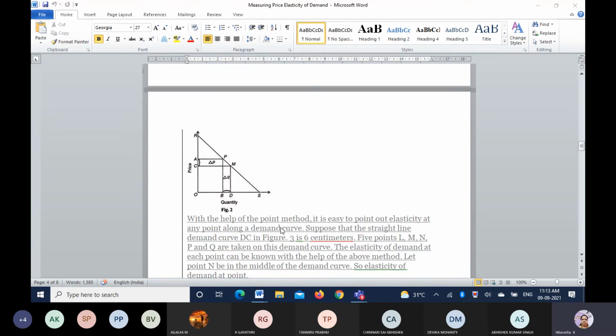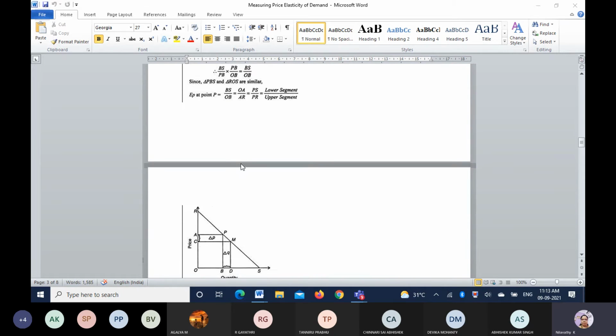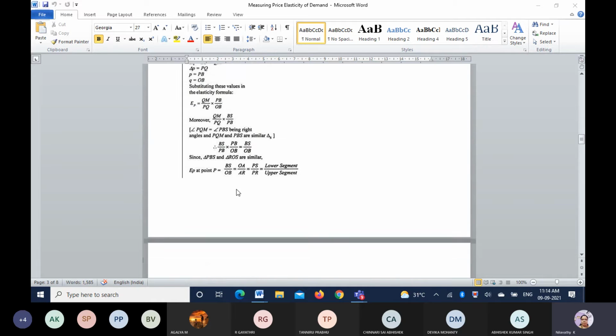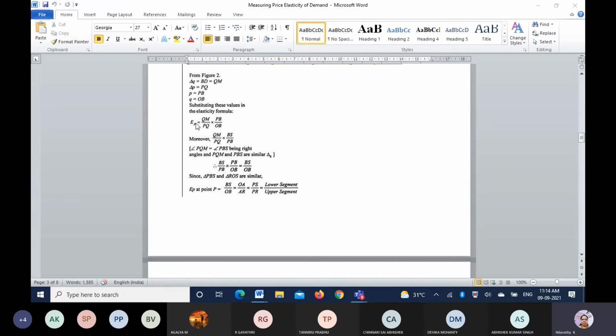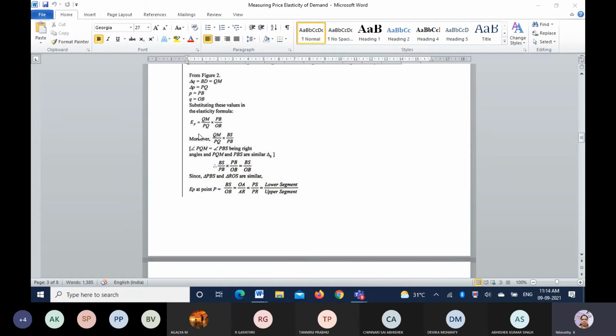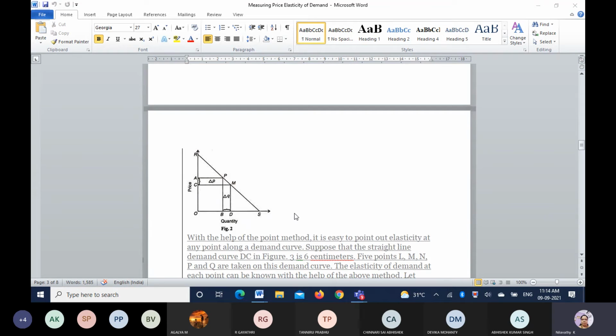For that also they have taken the basic equation delta Q by delta P into P by Q. So what is delta Q? Delta Q is changes in quantity. So changes in quantity is this BD, no? So that is what they have taken. So BD, and sorry, this P they have taken, that is the confusion. Actually, this BD is taken. So likewise, they have simplified it and they have come to a conclusion of lower segment divided by the upper segment, which will be giving you the point value.